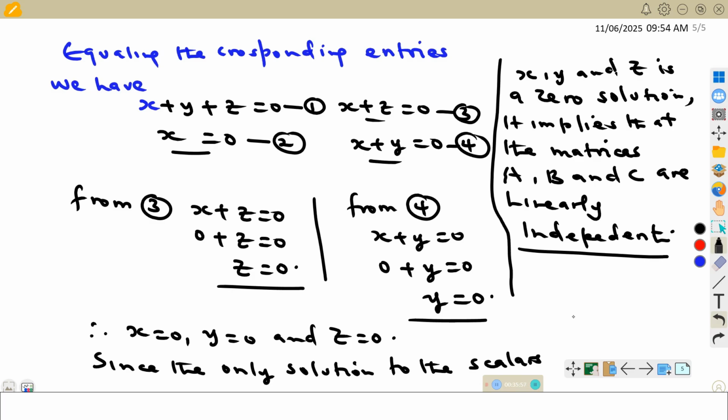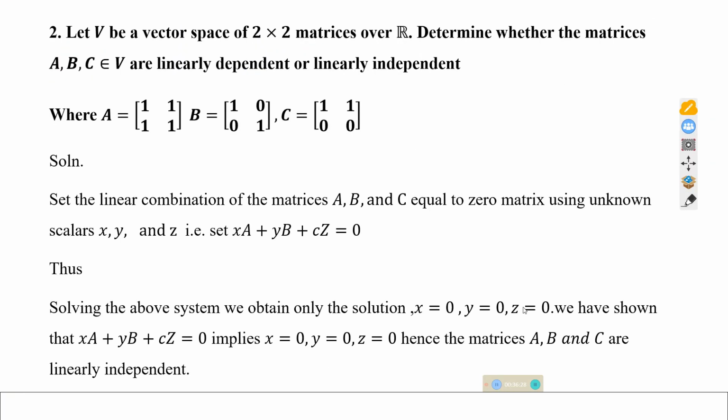The same applies if, for example, z was not equal to 0, but y is equal to 0 and maybe x is equal to 0. If one of the scalars is not equal to 0, still you cannot conclude that they are linearly independent. It means they are linearly dependent. So long as one of the scalars is not equal to 0, then you conclude that your vectors are linearly dependent. So that is our example number 2.